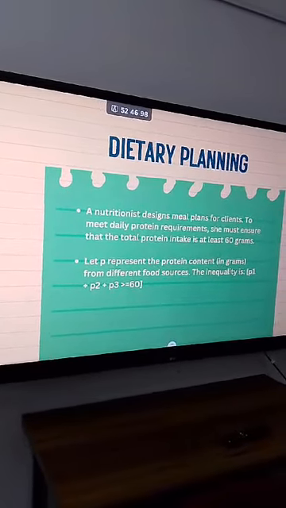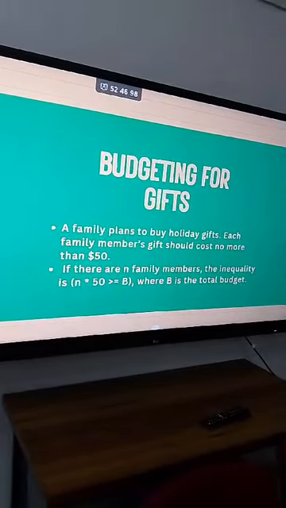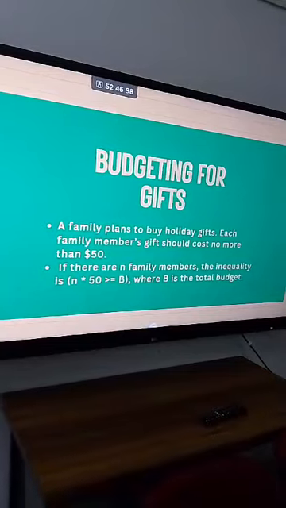Now, budgeting for gifts. A family plans to buy holiday gifts. Each family member's gift should cost no more than $50. If there are n family members, the inequality is n times 50 ≥ B, where B is the total budget.